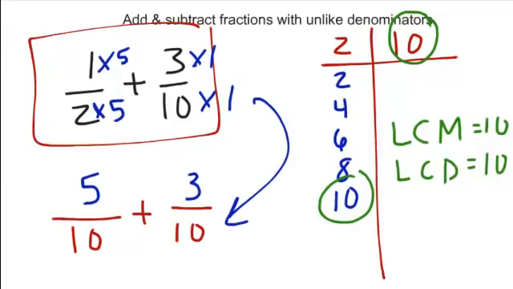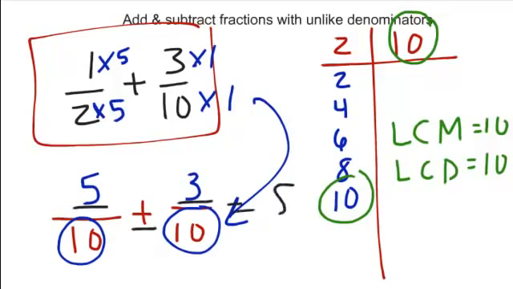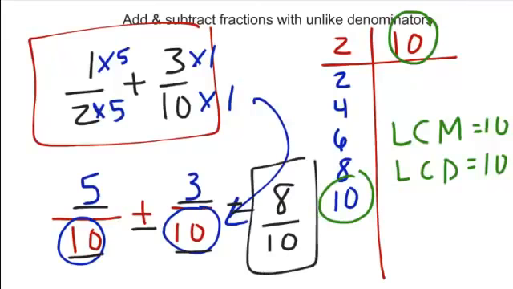Now I can add these two easily because my denominators are the same. So 5 plus 3 will give me 8. And the 10 stays the same as our denominator. And we have 8 tenths. Again, we want to make sure we put that in simplest form. So let's go ahead and do that.